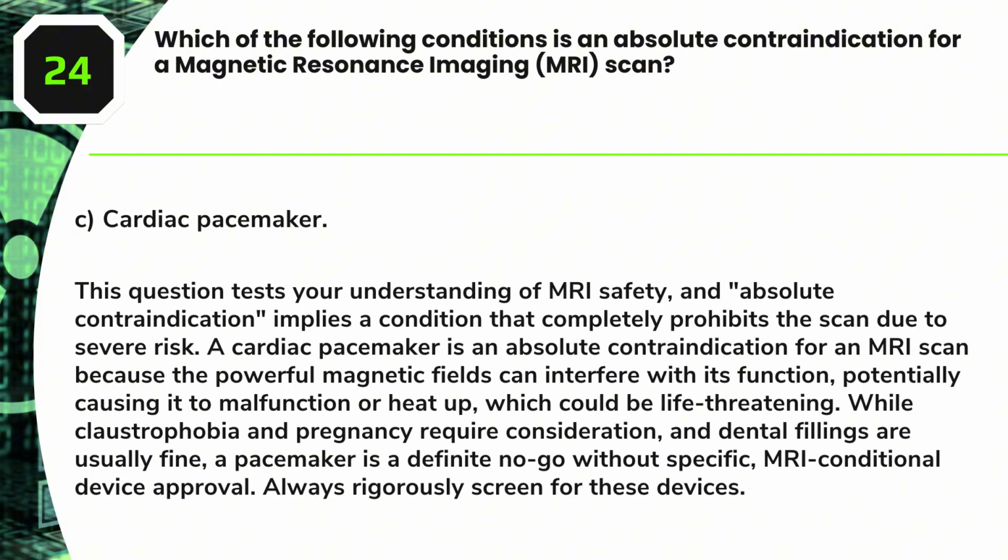Answer C. Cardiac pacemaker. This question tests your understanding of MRI safety, and absolute contraindication implies a condition that completely prohibits the scan due to severe risk. A cardiac pacemaker is an absolute contraindication for an MRI scan because the powerful magnetic fields can interfere with its function, potentially causing it to malfunction or heat up, which could be life-threatening. While claustrophobia and pregnancy require consideration, and dental fillings are usually fine, a pacemaker is a definite no-go without specific MRI conditional device approval. Always rigorously screen for these devices.